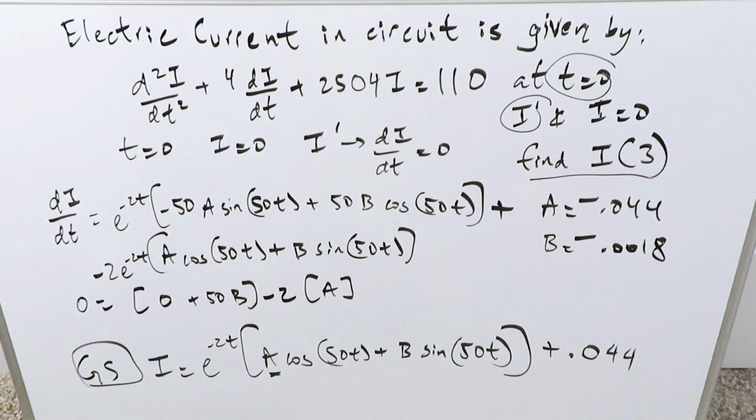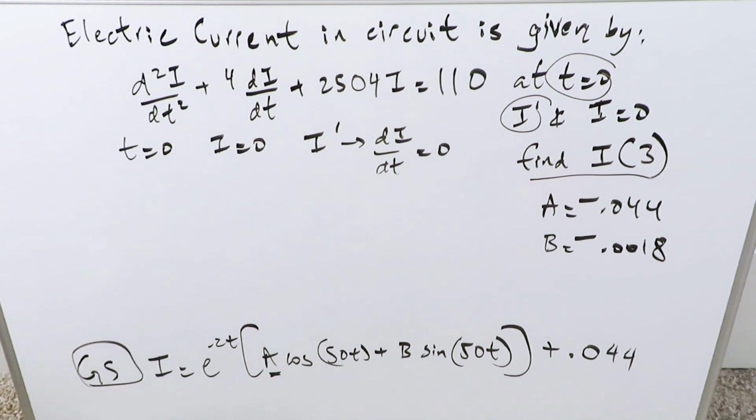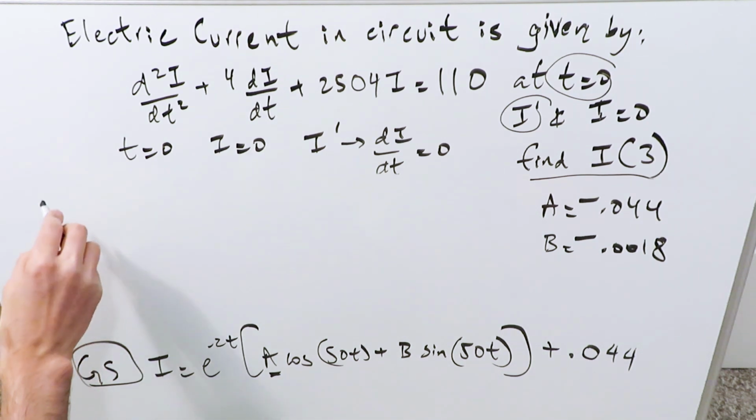We will erase this clutter over here. The general solution will become our specific solution by plugging in the values of a and b. Then we can actually determine I of 3, the current at time 3 seconds. Our specific solution will be this.